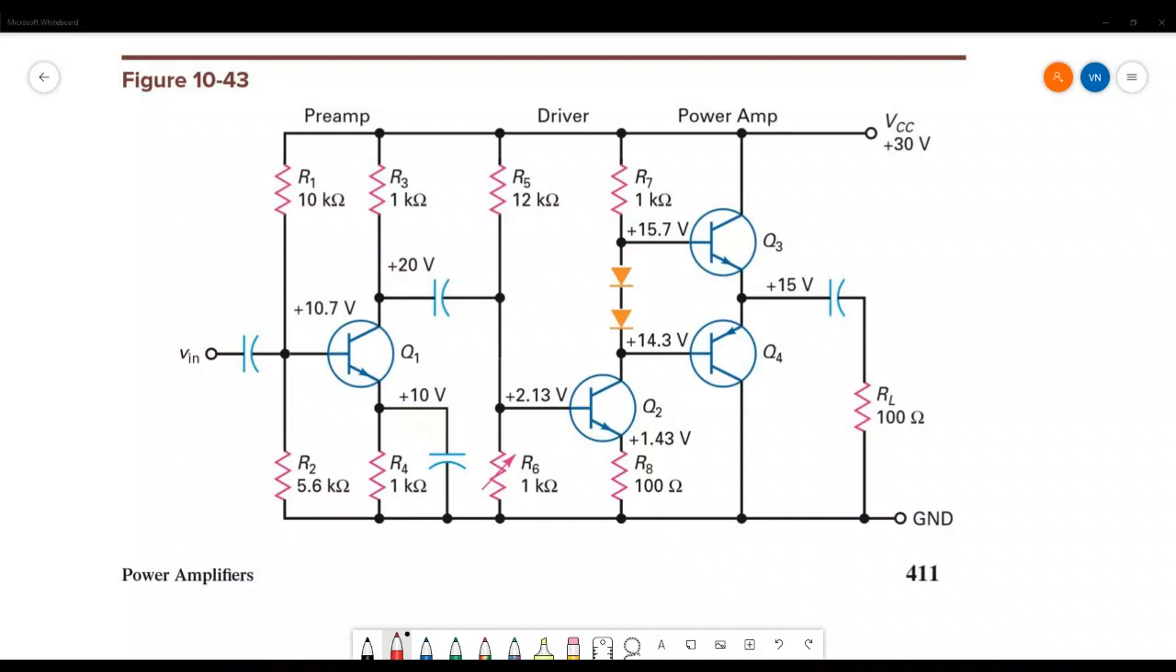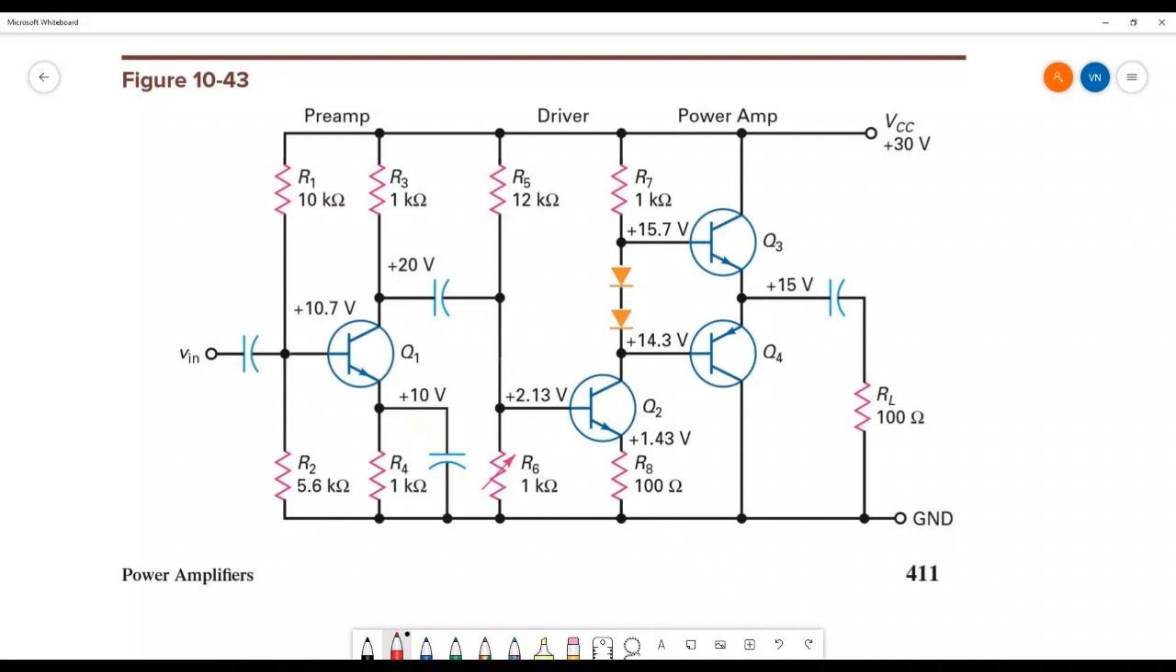Let's take a look at the Class B AB amplifier, which is in section 10-7 in your text. I'm using figure 10-43 as an example, and this is out of the problem sets in the back of the chapter. I believe this one covers problems 10-29 to 10-33.